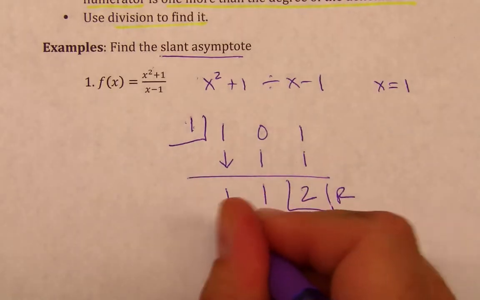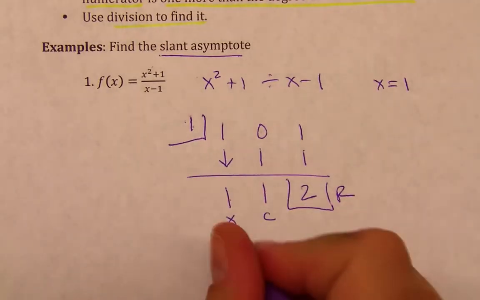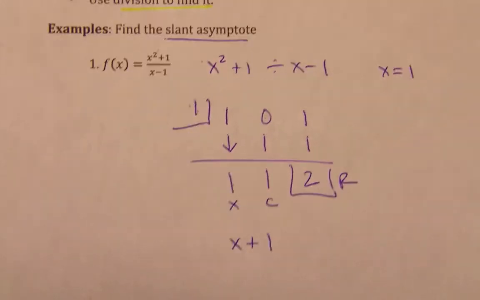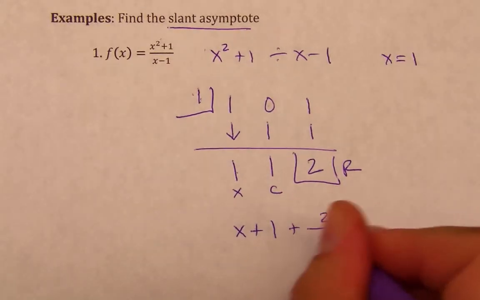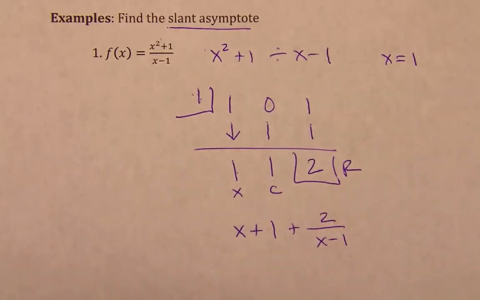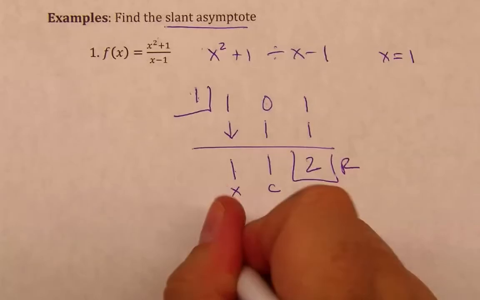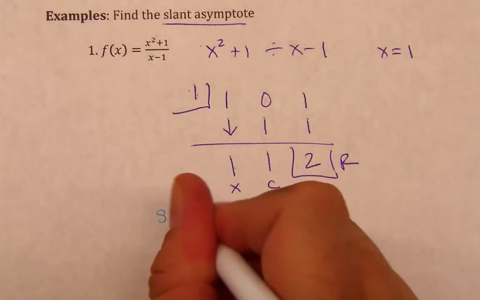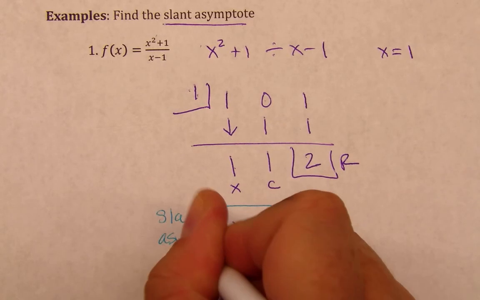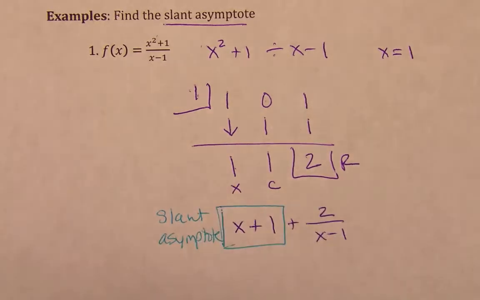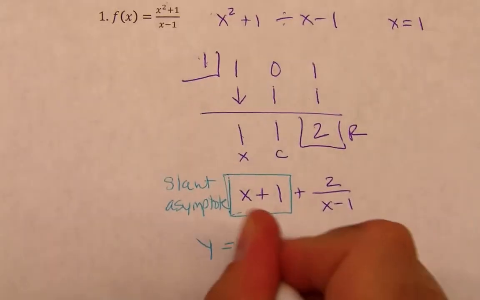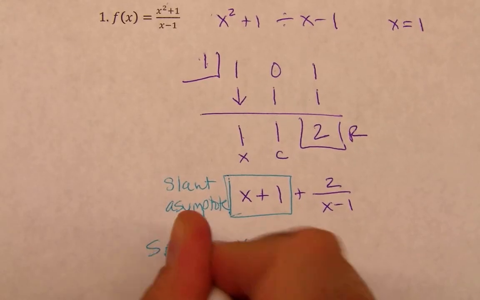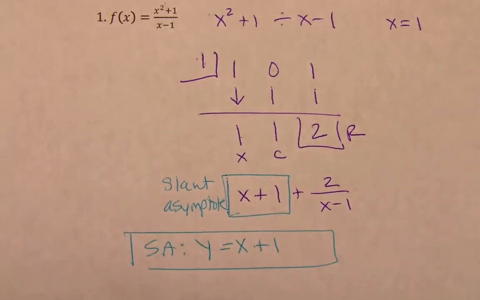If this is my constant and this is my x term, that's x plus 1 plus 2 over x minus 1. And this part right here is our slant asymptote. Okay, so y equals x plus 1 is our slant asymptote. And that is the end of Chapter 2, Section 6, Part 3.